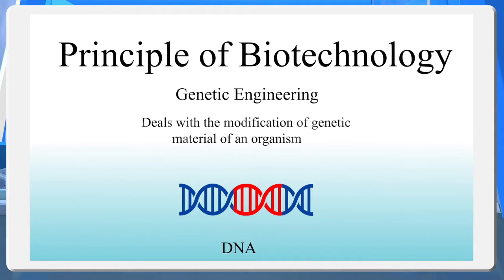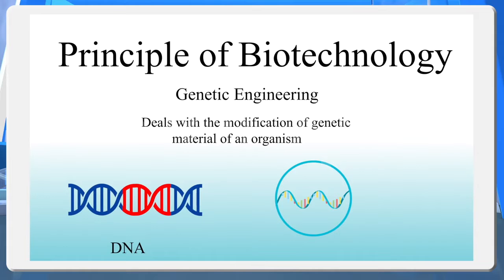There are mainly two types of genetic material. DNA, which is double-stranded, forms the genetic material of most of the organisms, and RNA, which is single-stranded, forms the genetic material of many viruses. Hence, genetic engineering deals with the manipulation or modification of genetic material of an organism. I hope you've got an idea of what is genetic engineering and biotechnology.